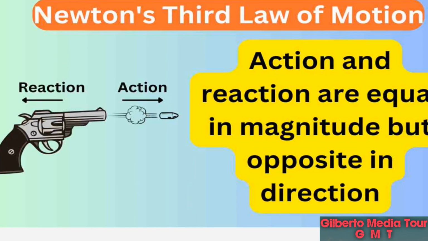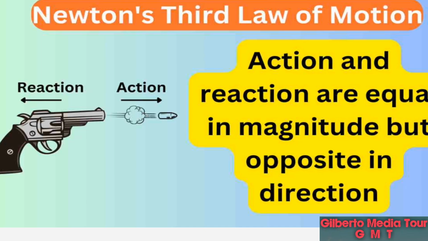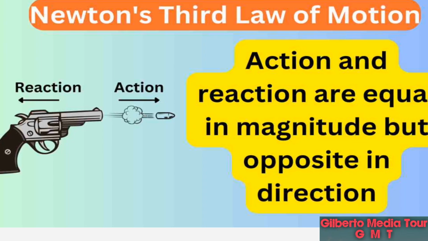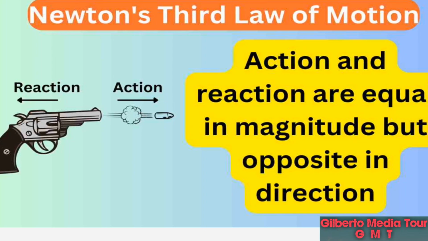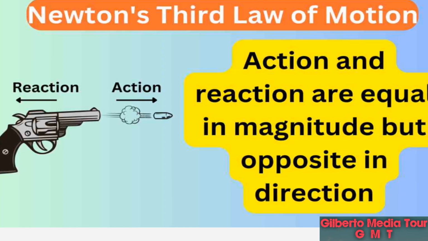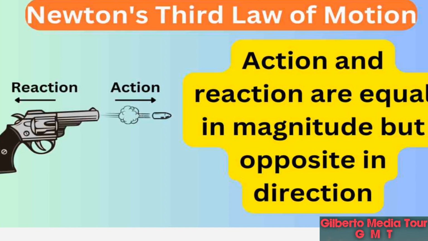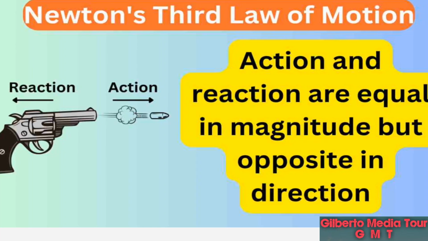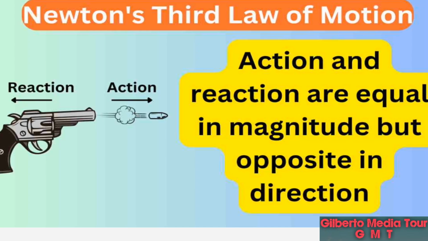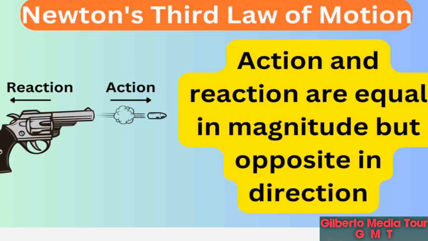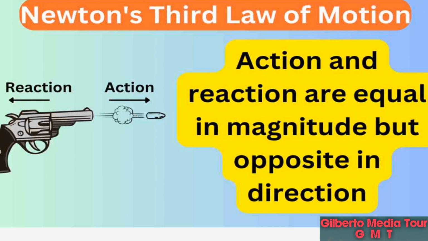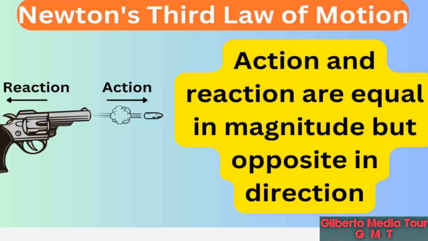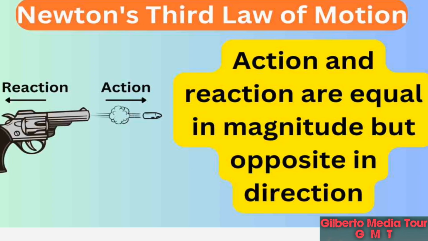Newton's third law of motion. It is also called the law of action and reaction. For every action, there is an equal and opposite reaction. This law states that forces always come in pairs. When one object exerts a force on another object, the second object exerts a force back on the first object that is equal in strength but opposite in direction.